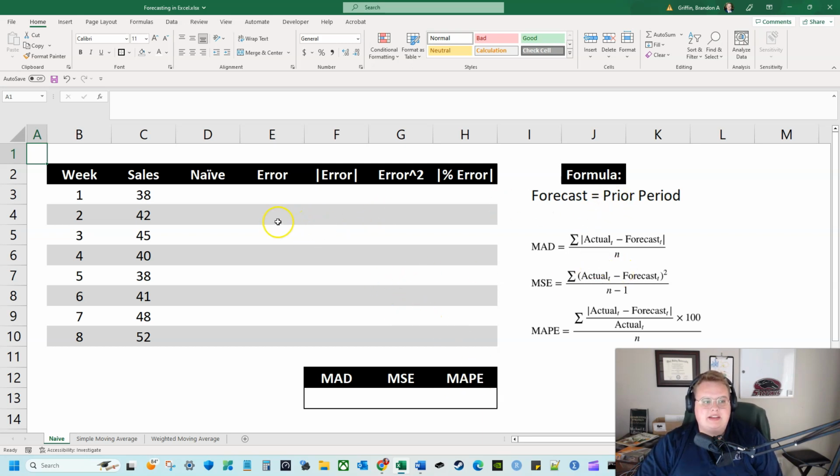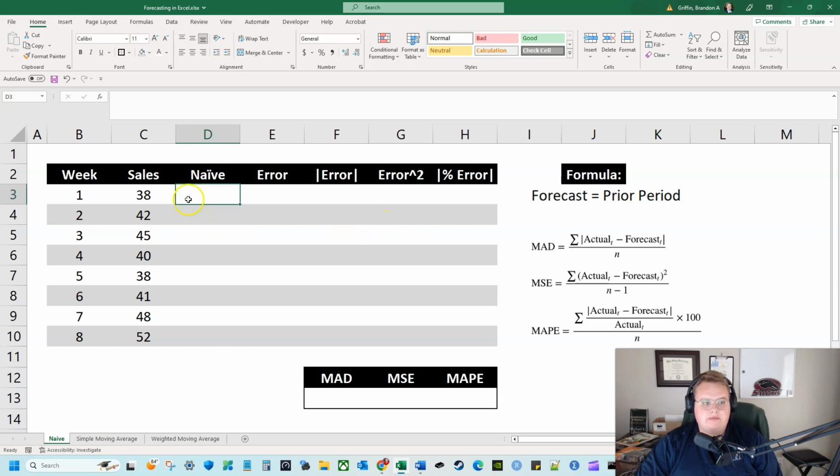So what is the formula for naive forecasting? We have a couple pieces of information. We have our weeks, and we have our sales. This works for a lot of different things. People will call this demand. So we have our weeks and we have our demand. And first, the naive forecast is simply just using the prior period's actual.